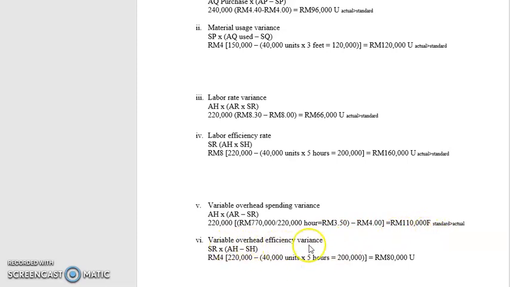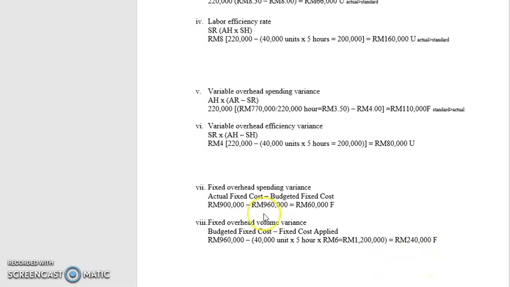Variable overhead efficiency variance: standard rate times actual hours minus standard hours. You put the figures and you get RM80,000 unfavorable. Fixed overhead spending variance: actual fixed cost minus budgeted fixed cost. Then you get RM60,000 favorable. Fixed overhead volume variance: budgeted fixed cost minus fixed cost applied. Put all those figures and you get RM240,000 unfavorable.